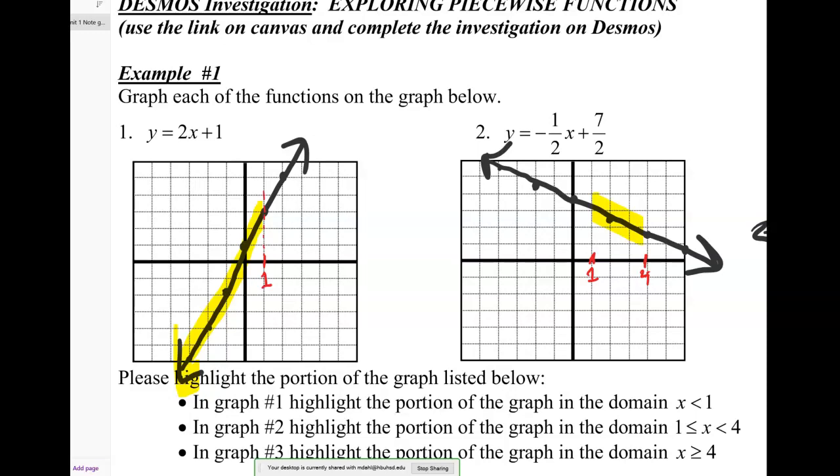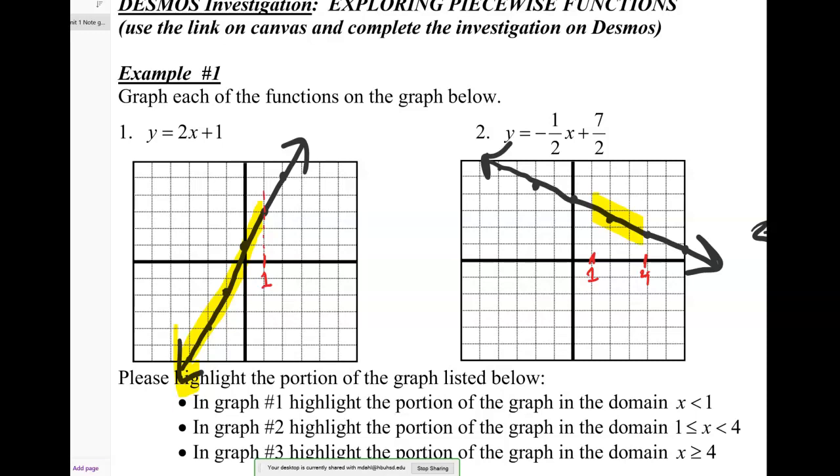Okay? So is everybody okay with how I got the graph for graph number 2 up here? And is everybody okay with why this little sentence about in graph number 2, what I'm going to highlight, matches with what I highlighted here? That the boundaries are at 1 and 4, and I only want the portion of the graph where the x values are between those 2 things. Okay? And we'll deal with endpoints in a minute. Okay.